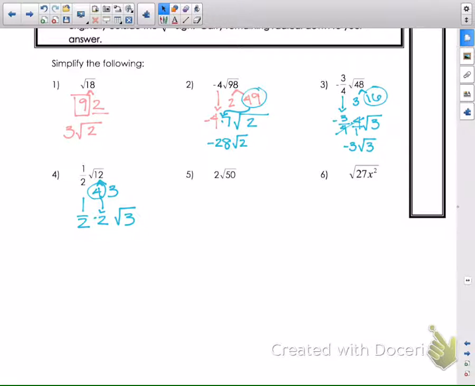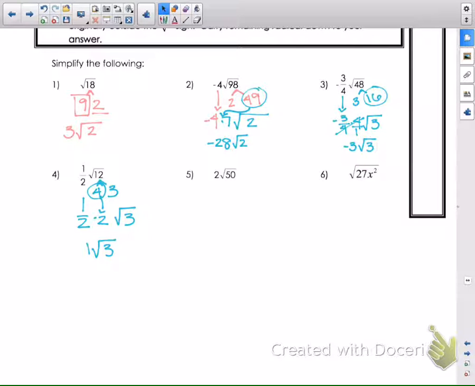On this then, my final answer, I would write it as the square root of 3. If for right now you're not comfortable without writing that 1 out front, you can, but you're not required to. If there's no number out front of a square root, it's always an understood 1 anyway. So either way would be fine. All right, let's try that with 5. Okay, we're almost done with this stuff.